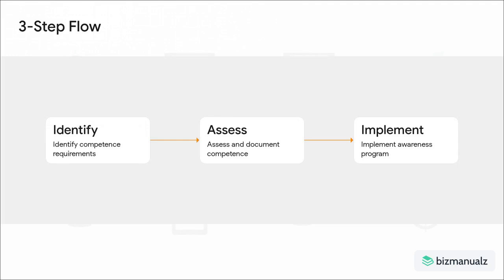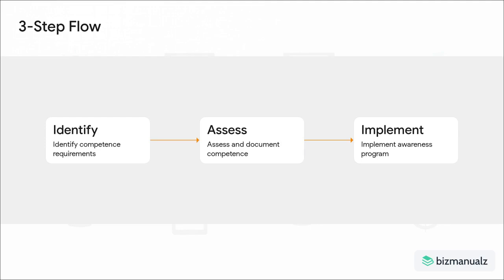Well, the manual provides step-by-step instructions that create a super simple 3-step flow. Step 1, you use the guide to identify the specific competence requirements for each job function. Step 2, you take those brilliant forms we just talked about and use them to assess and document your employee's current competence against those exact requirements. And step 3, you implement the provided highly effective awareness program to make sure everyone knows exactly how their day-to-day work impacts product quality.